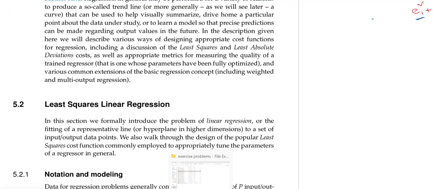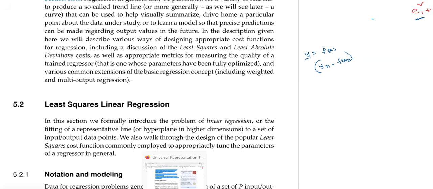Earlier we wrote y equals f of x for n different points. For the cost function, I can say yn minus f of xn. This is the cost function, and this y and the final y are different, so don't expect that this y and that y are the same. So this difference, whole squared, is the case for least squares.